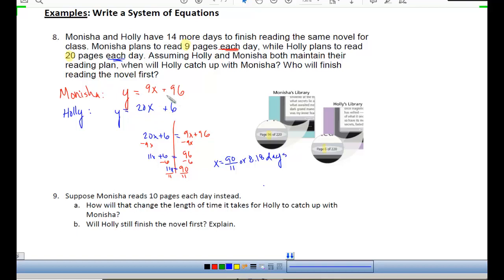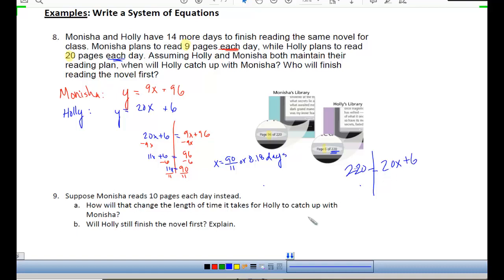And then how long does it take for them to actually reach the end? Well, since we know that Holly's going to be the first one done because she's going to overtake Monisha after the 8th day, we can go ahead and evaluate hers. So we'll take her equation, y equals 20x plus 6. So these are the pages read each day. And then we see here that there are 220 pages total in that book. So we'll go ahead and set the y value to 220. So what value of x do I need to input? How many days before I reach the 220 pages in the book?